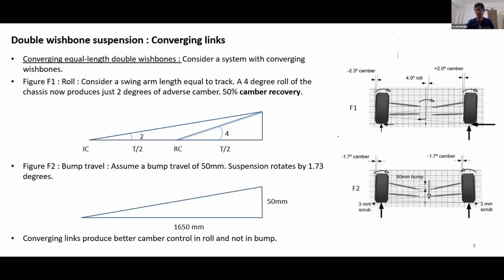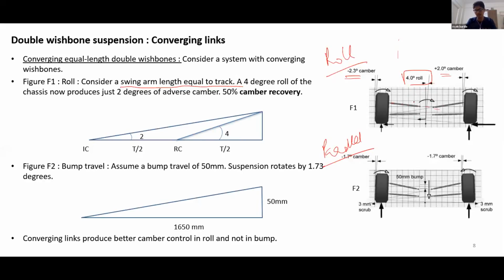All right, so again, we're going to consider the same case. We have 4 degrees of roll. So this is for roll and this is for parallel. Instead of having parallel links now, we have converging links. So they meet at a certain point, right? What we are assuming over here is that the swing arm length is equal to the track length. I've just taken this assumption so that you have a better idea of what the numbers are, but they can be of any length, right?